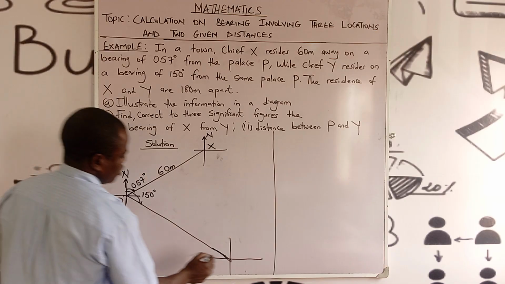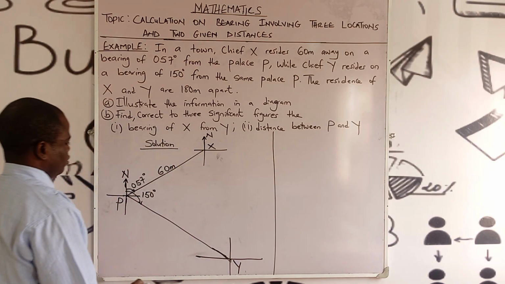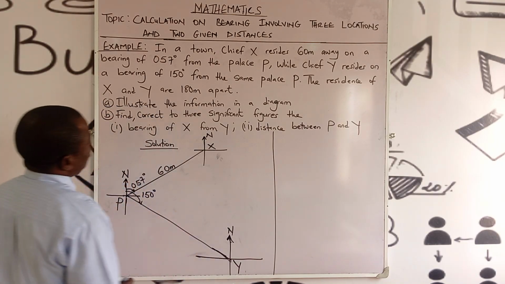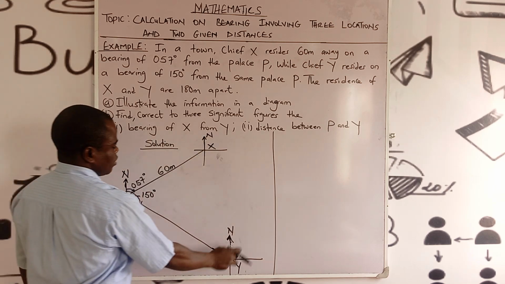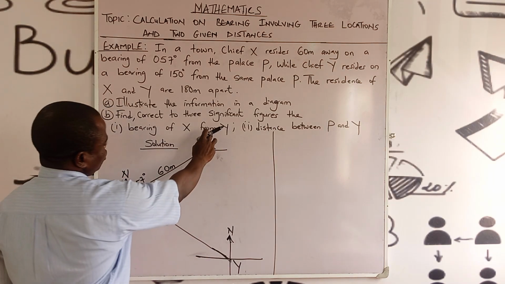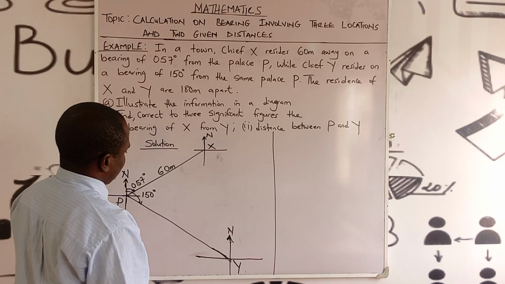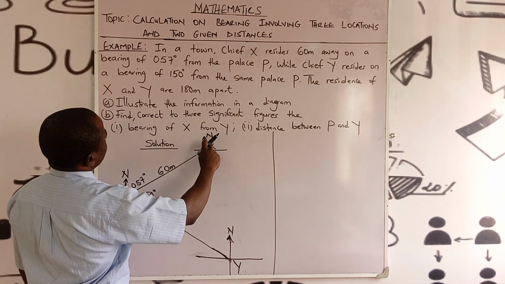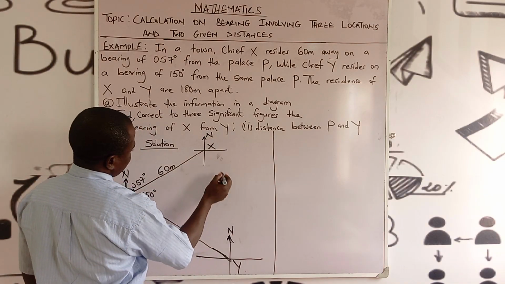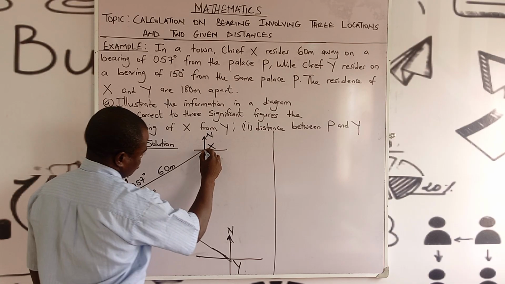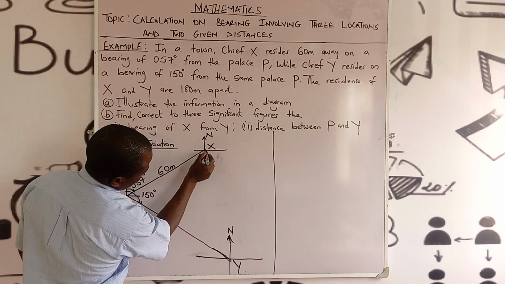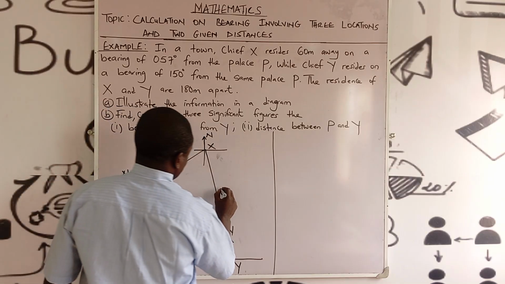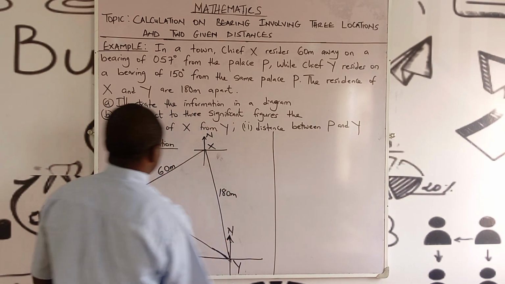Okay, Chief Y is here. These are the north marks. It's very important to put those, because our reference points are always taken into consideration. That's 180. Okay, let's see. The residences of X and Y are 180 meters apart.